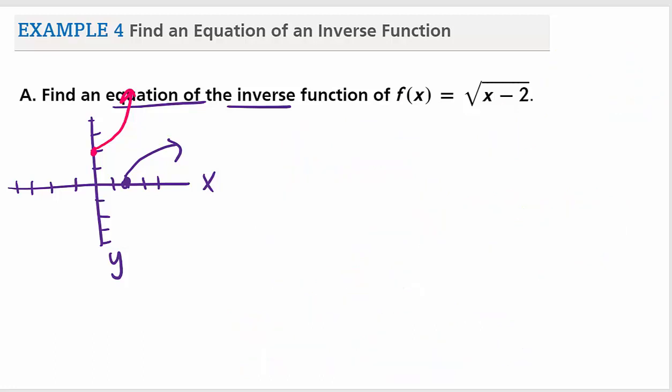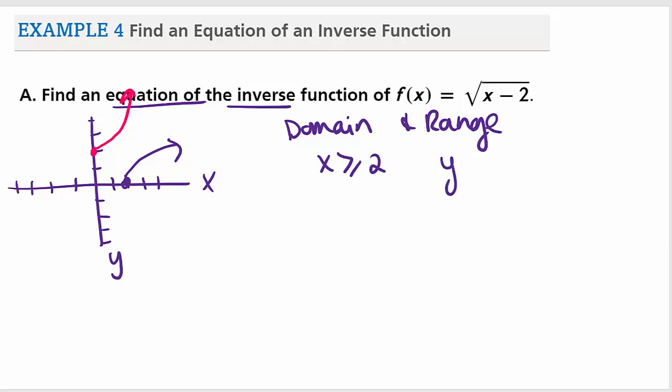Now let's look at the domain and the range of the original function. So purple. Our domain is x greater than or equal to 2, and our range is y greater than or equal to 0. So that means that when we find the inverse, our domain and range are going to swap.